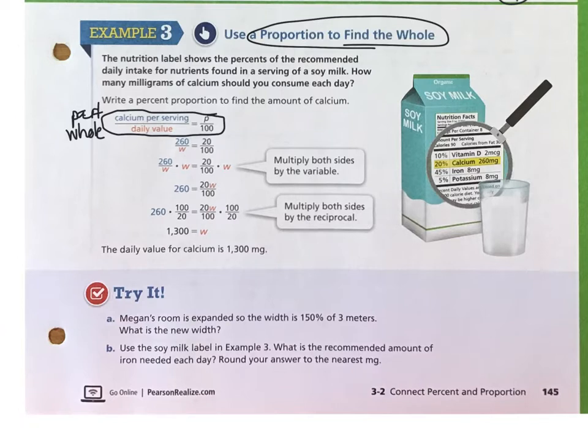In this case, when you look at the label, if you look over here on the label, 20% is what's contained in the soy milk, and that 20% accounts for 260 milligrams. So that's where these numbers right here come from that are in the top part of those ratios. The 260 is the part out of how many milligrams total, and 20 is the percent out of the total, which is 100. In this problem, we have to get that variable W out of the denominator.